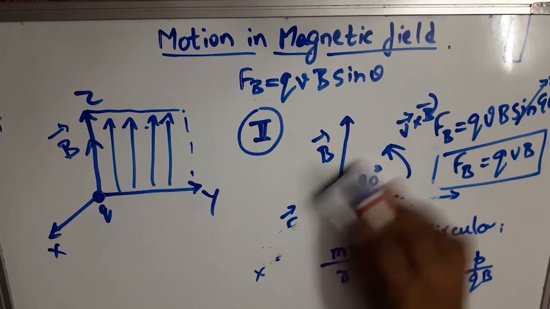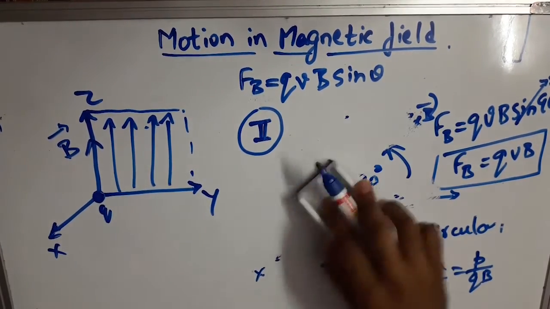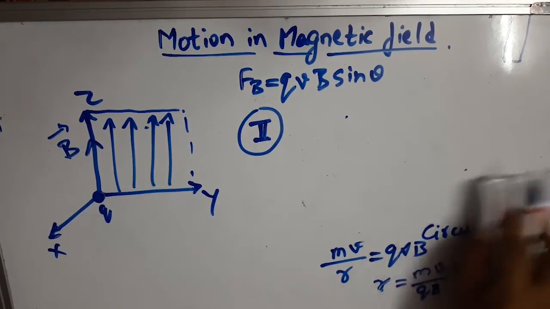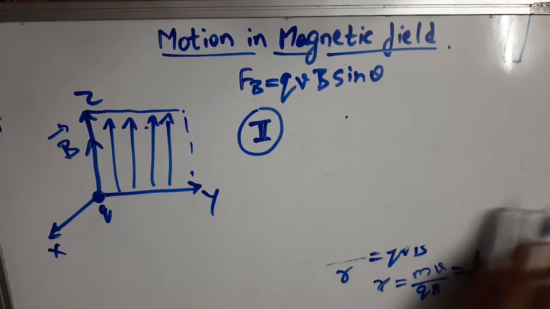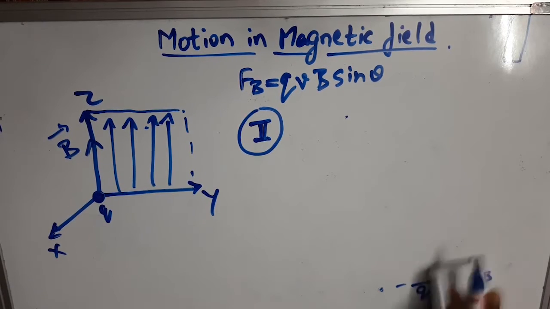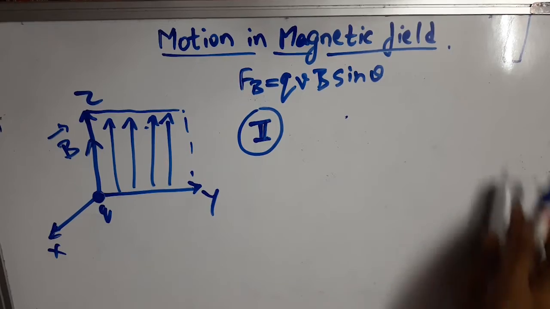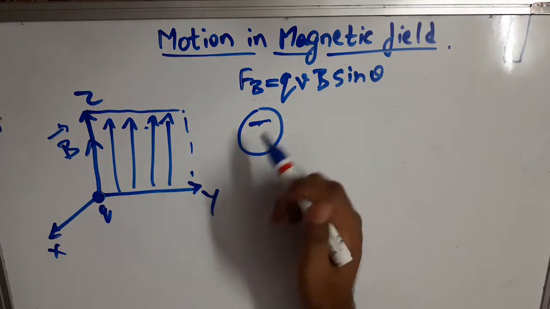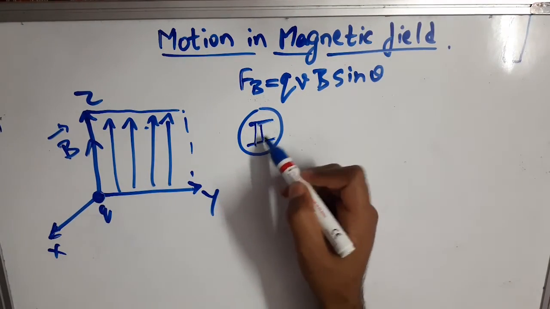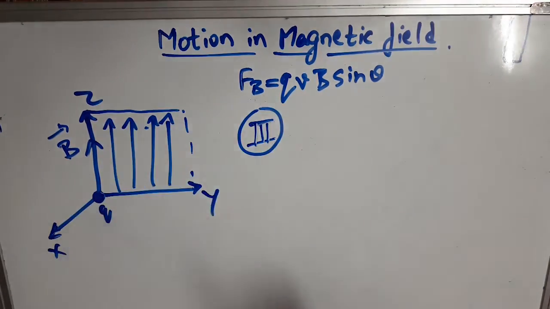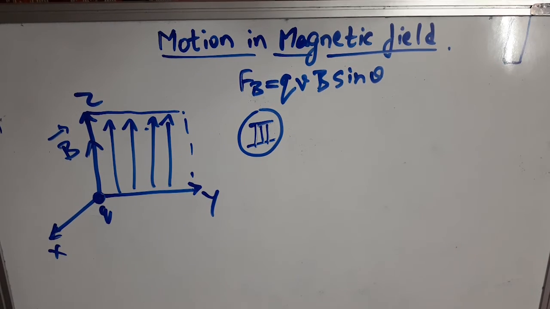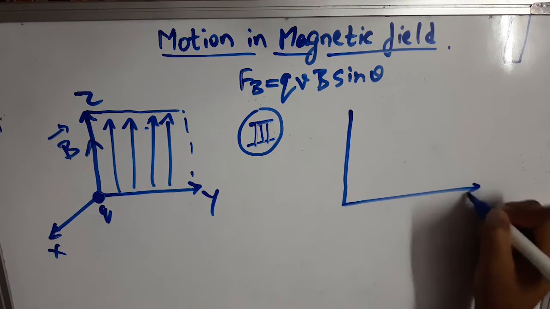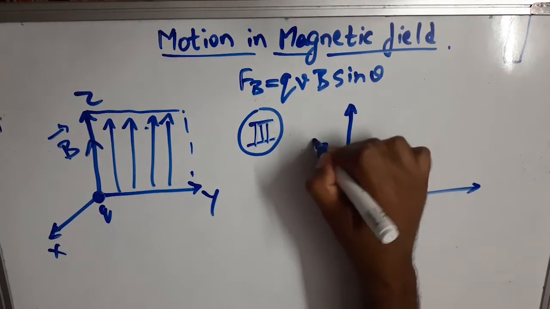It's simple. So in the first case, we projected the particle parallel to the magnetic field, or in the same direction as the magnetic field, in which case it doesn't experience any force, so it moves undeflected in the same direction. But in the second case, we projected it at an angle of 90 degrees with the magnetic field, and we saw that it moves in a circular fashion. So in the third and last case, let me take this axis. This is the magnetic field.